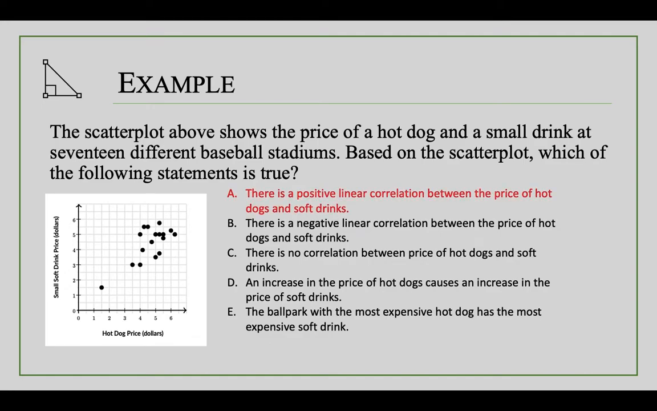If you said A, there is a positive correlation, you are correct. You could draw a line of best fit, and you would probably see that it would run something like that, which looks like a positive slope, aka a positive correlation, positive line.